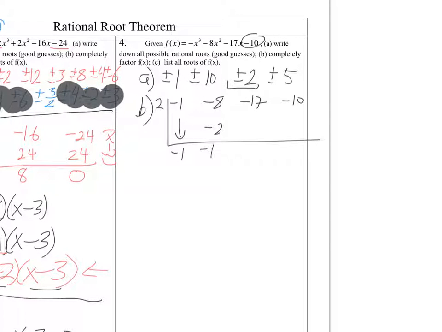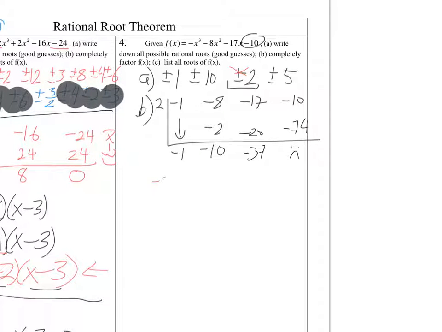Add those up, I get negative 10. 2 times negative 10 is negative 20. Add those up, I get negative 37. 2 times negative 37 is negative 74, and this is definitely not what I need. Okay, the positive 2 does not work.